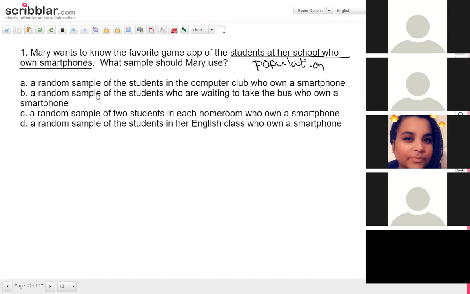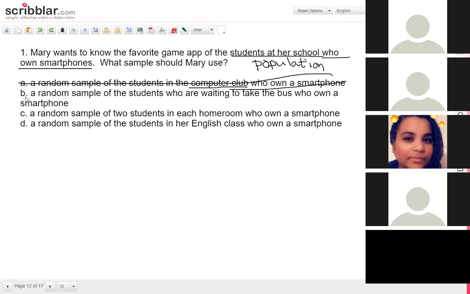Notice they all say random, so all of them fit the random category. We want to make sure it's not voluntary and that it fits the population. So, a random sample of the students in the computer club who own a smartphone. This is good because it's the people who own a smartphone, but it's bad because it's too specific. We don't want just the computer club. We want all the students at her school. So answer choice B. Okay, so we have one person saying the answer is C.